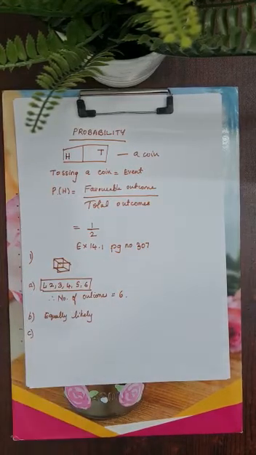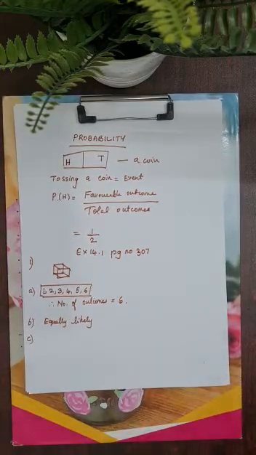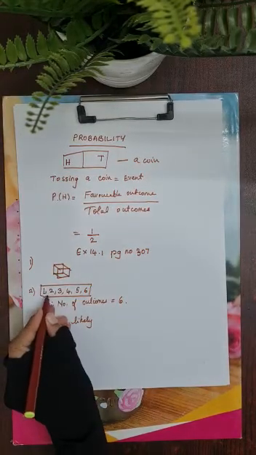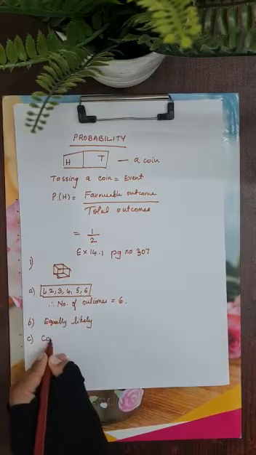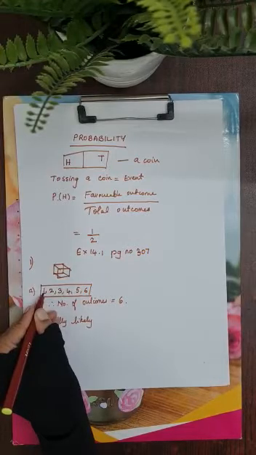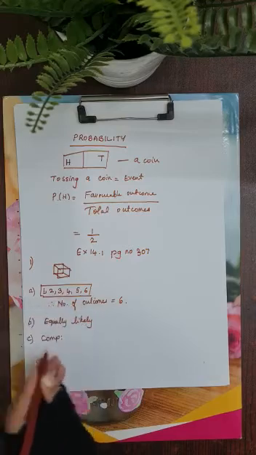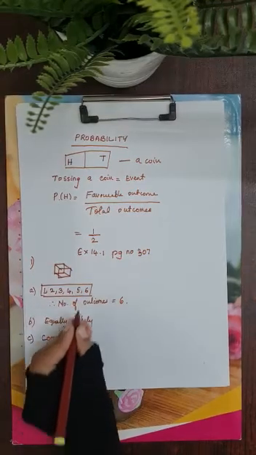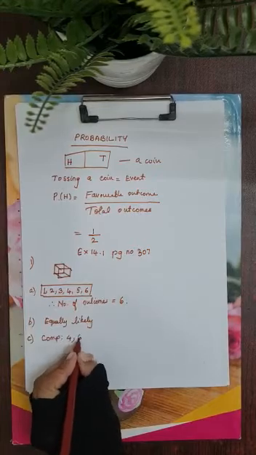Now the C bit. Find the probability of a composite number turning up on the top face. First we have to find how many composite numbers we have from 1 to 6. Let us list them. 1 is neither prime nor composite. 2 is a prime number, 3 is a prime number, 4 is a composite number, 5 is a prime number, and 6 is a composite number.